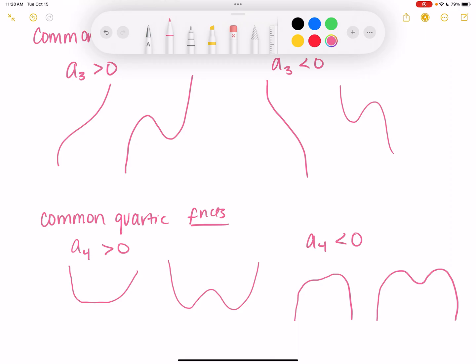So odd functions will always end opposite, one going positive, one going negative. Even functions will always end with both going in the same direction.